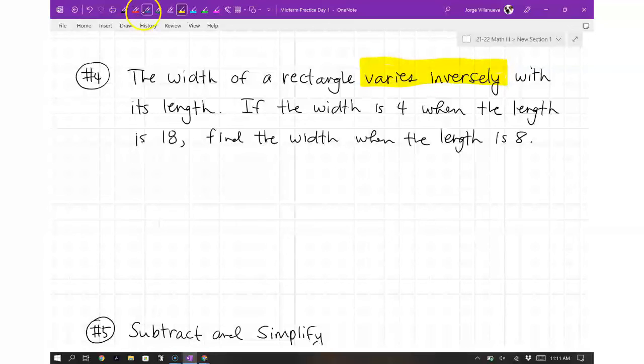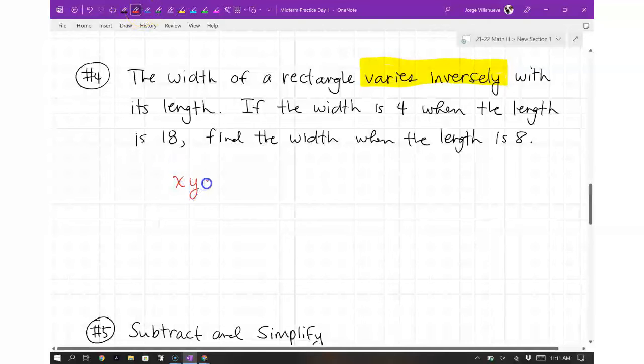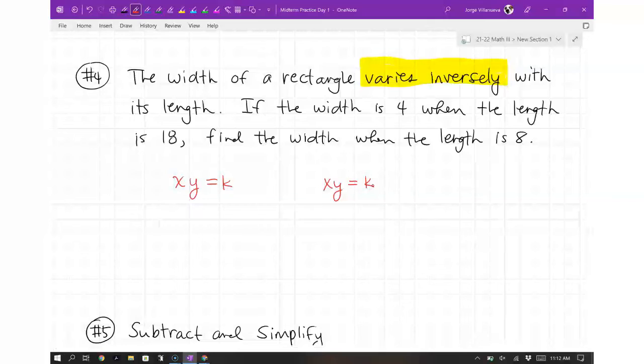So, what is the formula for inverse variation? It is xy equals k. Remember, write it 2 times. The first time we're going to solve for k. The next time we're going to solve for whatever they need. So, let's see what they say in the very first sentence with information. They say, if the width is 4. Remember, width is x. If x is 4, then the length, which is y, is 18.